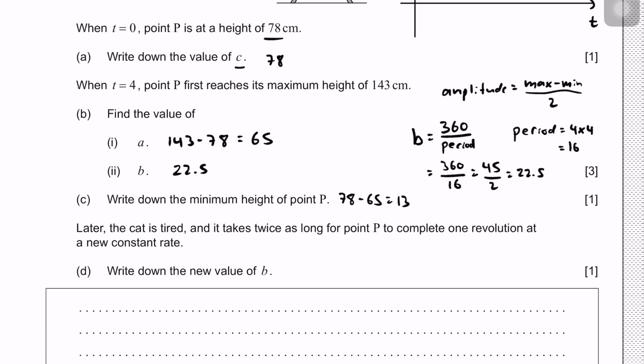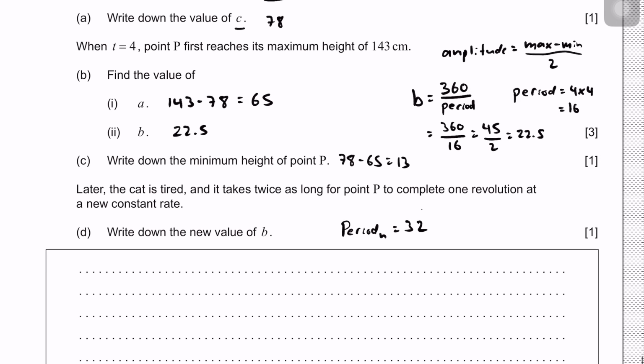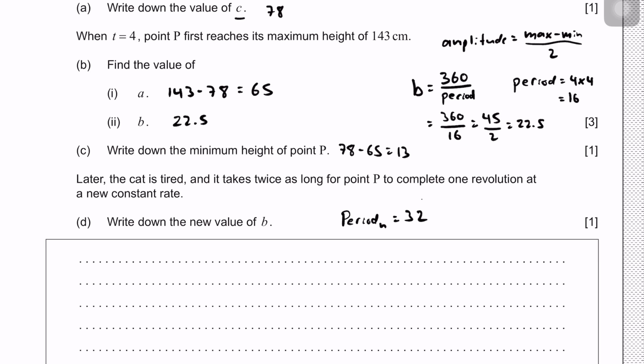Later, the cat is tired, and it takes twice as long for point P to complete one revolution at a new constant rate. Write down the new value of B. Okay. So before, it used to take 16 seconds to go through one complete revolution. The cat's tired, so it now takes twice as long. That is to say, our new period is equal to 32.